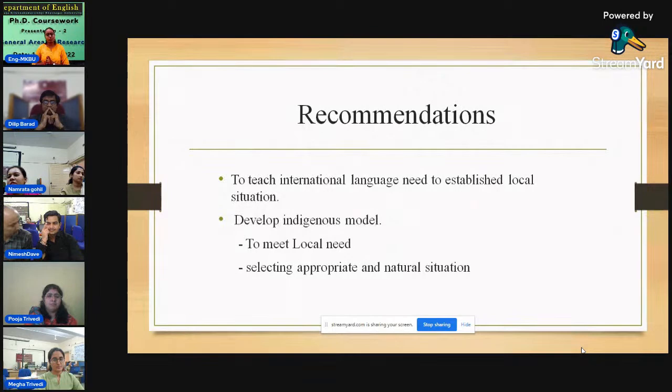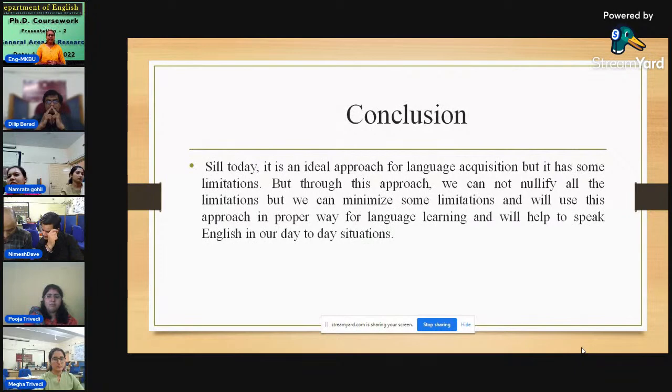Conclusion: still today, it is an ideal approach for language acquisition, but it has some limitations. Through this approach we cannot nullify all the limitations, but we can minimize some of them and use this approach in a proper way for language learning, and it will help us speak English in our day-to-day situations. The basis of this approach is that the learner is expected to apply the language learned in the classroom to situations outside the classroom.